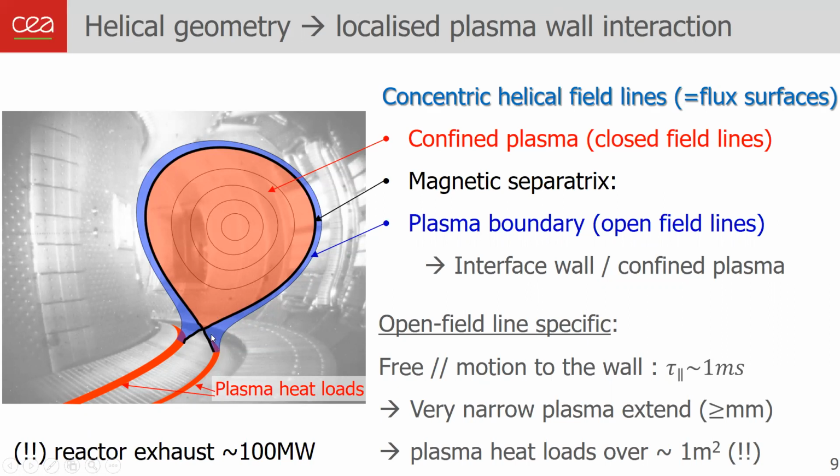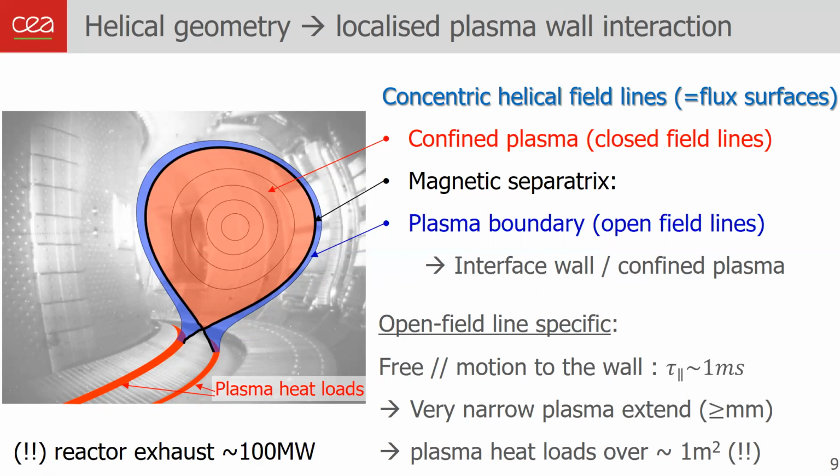And you can then decompose the magnetic equilibrium into confined plasma, where field lines turn around forever in the magnetic geometry, and the plasma boundary, where field lines intercept the wall. And this is where you get plasma wall interaction, as a contact of this boundary plasma with the wall. Okay. And in this open field line specific area, particles flow along field lines up to the wall. And this takes roughly 1 millisecond.